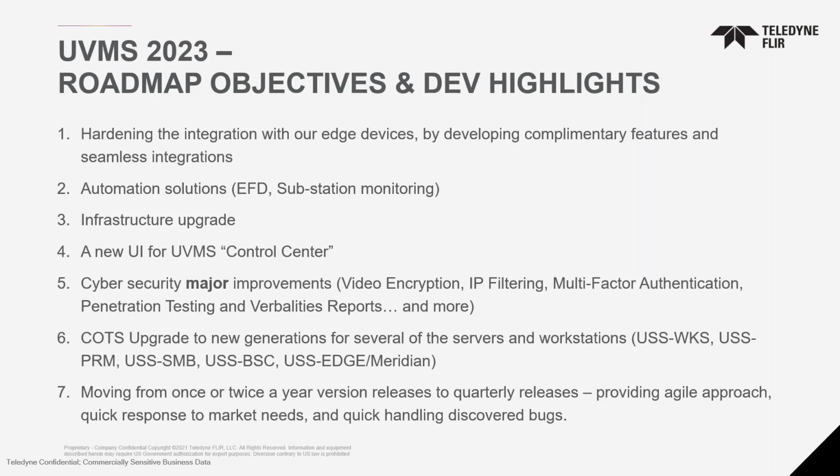I'm kind of excited about that. Number five includes cybersecurity improvements, which is an important part of the infrastructure improvement layer. And then number six, we're also upgrading all of our server and workstation hardware to take advantage of newer technologies and improve system capabilities for our customers. Now, finally, number seven, as I led off with in the beginning of this webinar, our move to quarterly releases and why that is a big deal.